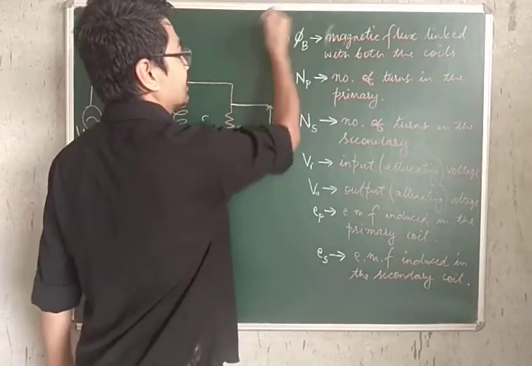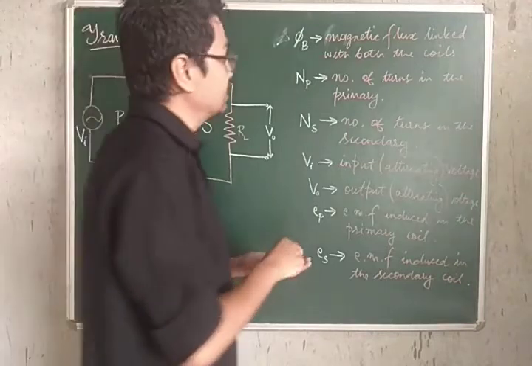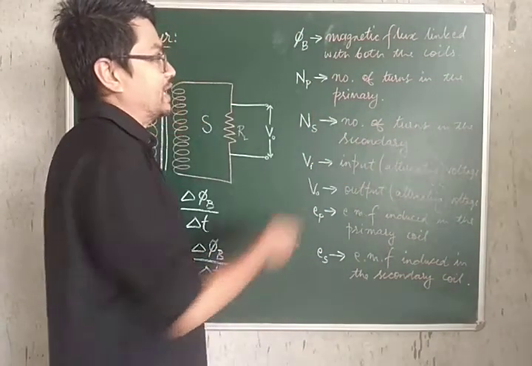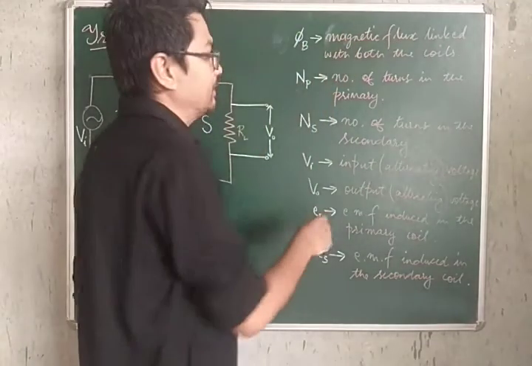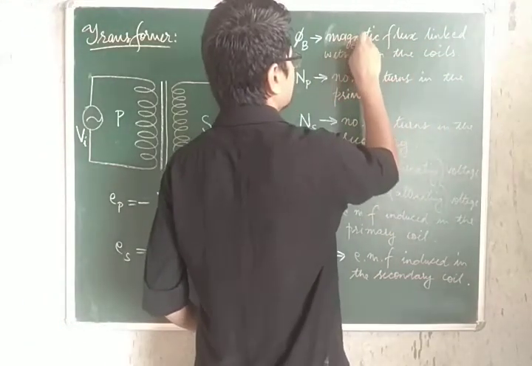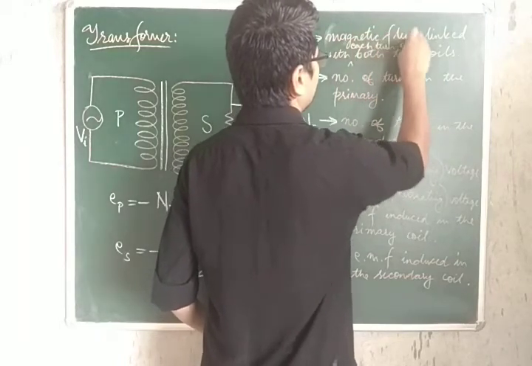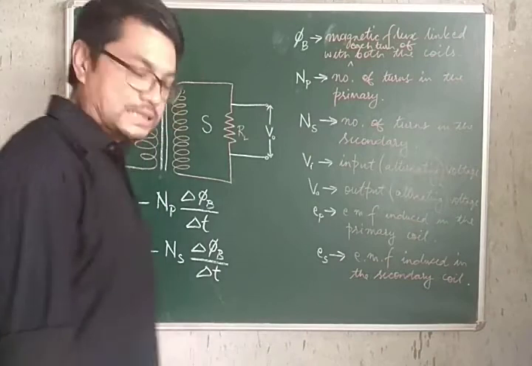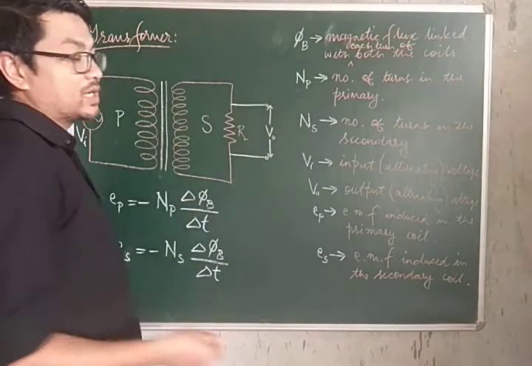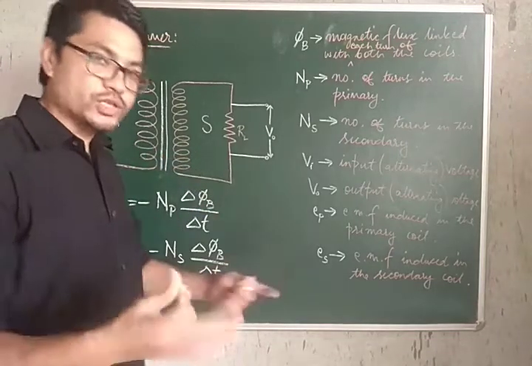This phi B is the magnetic flux linked with both the coils, of course. For each turn I should write phi B, not a delta. Delta represents the change in magnetic flux, remember. I haven't mentioned change over here. Phi B is simply the magnetic flux linked with each turn. I should mention this here: each turn of both the coils. Okay, that will be more specific. So if phi B is the magnetic flux with each turn of both the coils, then delta phi B is the change in magnetic flux.